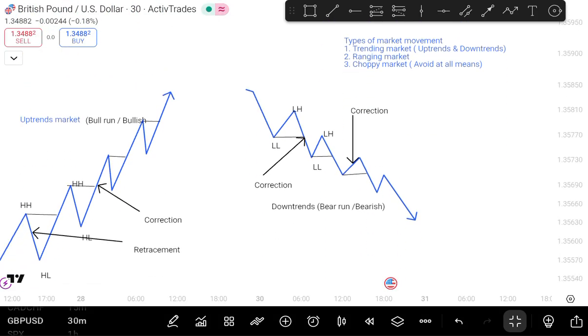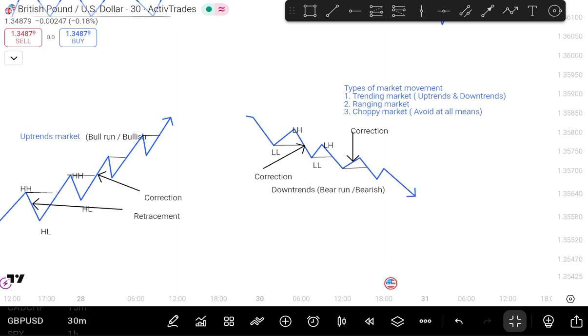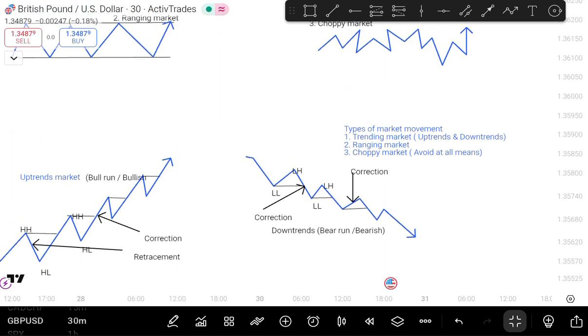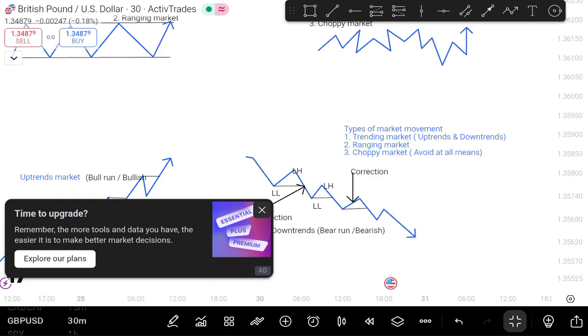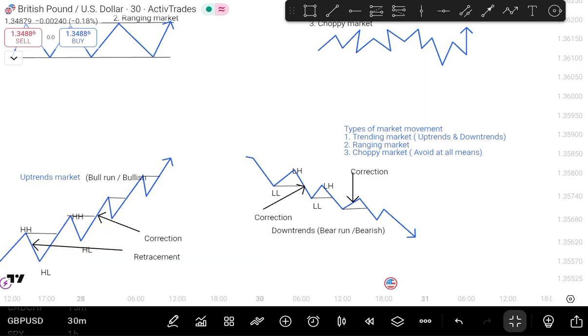So in the next video, we are going to be talking about the support and resistance of this particular market movement. So all these are called the market structure. You can either call it market movement or market structure.